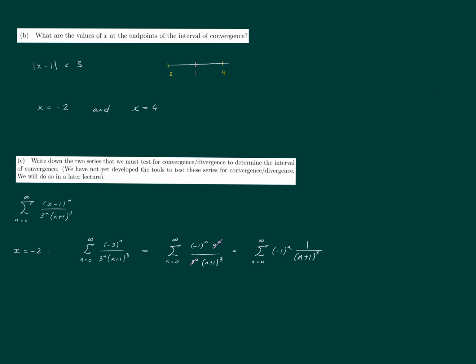Okay, let's look at the x equals 4 case. So then we're going to get sum, and instead of minus 3 to the n, we'll just get 3 to the n over 3 to the n plus 1 cubed. And similarly, we just cancel the 3 to the n's, and we're going to get sum n goes from 0 to infinity of 1 over n plus 1 cubed. Okay, now we haven't yet developed the tools to decide whether these two series converge or diverge, but we'll develop the tools in a later lecture.